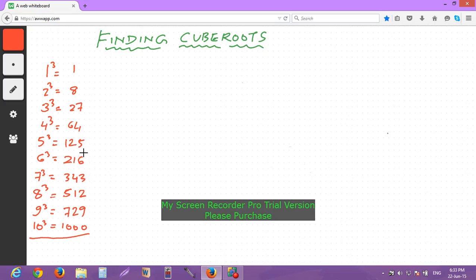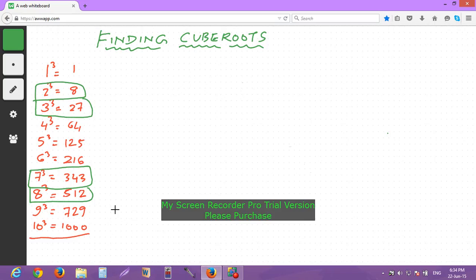Now just watch the peculiar characteristic here. Just watch the units place of the cube as well as the cube root. When there is 1 in the units place, the cube root also has 1. When there is 2, 8. When there is 3, 7. When there is 4, 4. 5, 5. 6, 6. When there is 7, it is 3. When there is 8, it is 2. For 9, it is 9 and 0, it is 0.